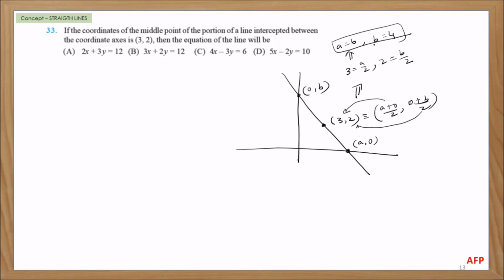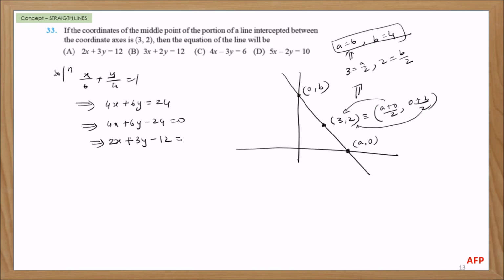So this is the x-intercept, y-intercept. Therefore the solution: x divided by 6 plus y divided by 4 is equal to 1. This is nothing but 4x plus 6y equals 24. If you bring it to the other side, 4x plus 6y minus 24 you are getting. So 2 you take common, not 4. And this is the equation we are having. So 2x plus 3y minus 12 equals 0.